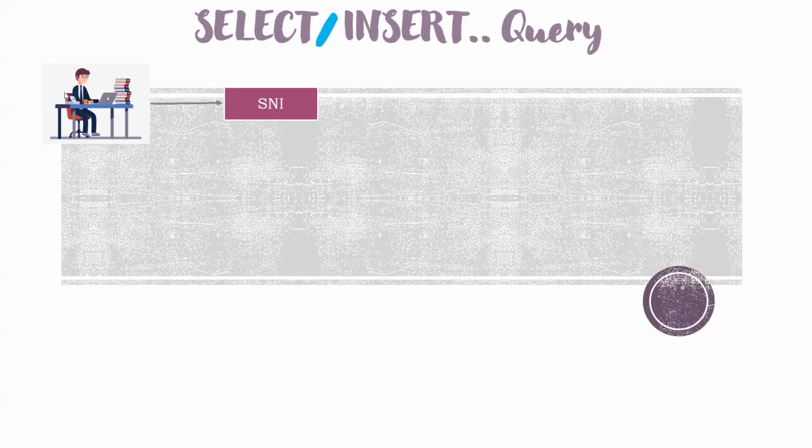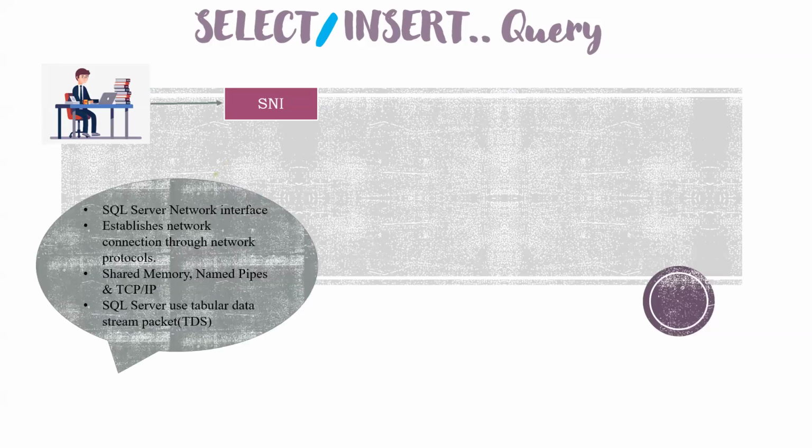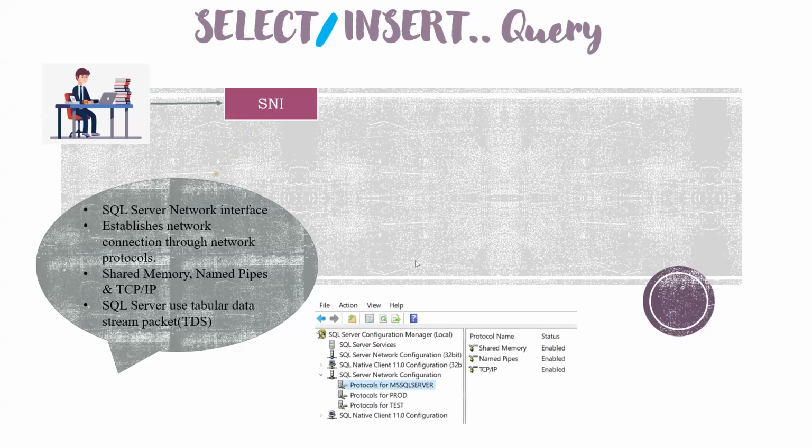First, the user will try to authenticate via network protocols. The SQL Server network interface establishes the network connection through the network protocols. First, it will establish the connection using shared memory or named pipes or TCP/IP, in the form of TDS packets. That's what we discussed yesterday. Once it establishes the connection, now what will happen?